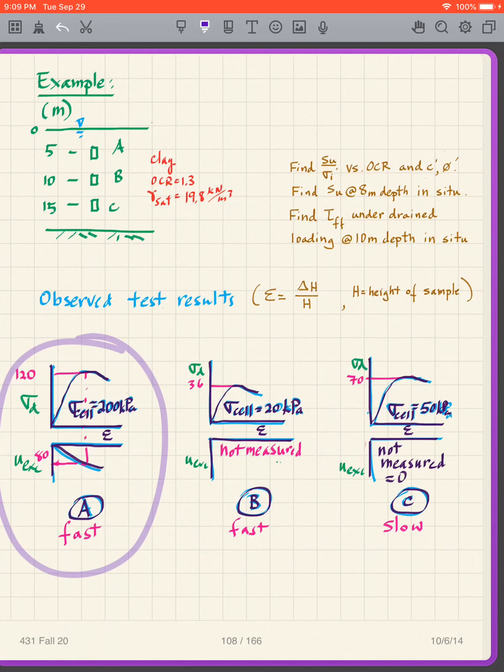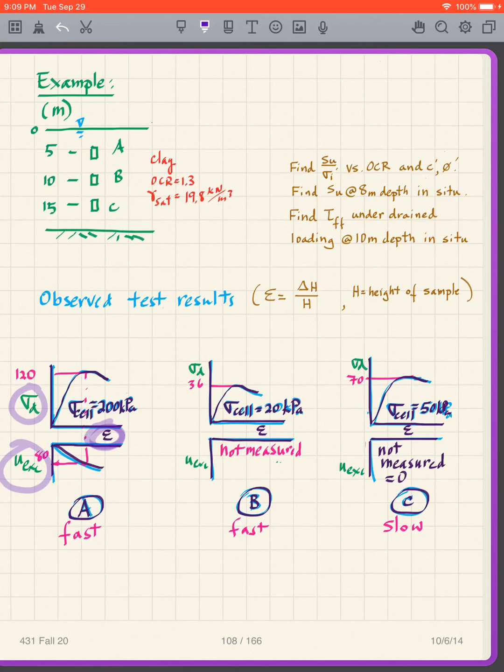Now, what are the tests? Well, this one's fast. It's an undrained test. So an undrained triaxial test. So these are all triaxial tests. And the way that we plot up the results, we plot sigma deviator versus epsilon, UXS versus epsilon. So it's more like the stress strain curve that we've seen before. It's a sigma epsilon. You've seen stress strain curves that look like that, and they look very similar.